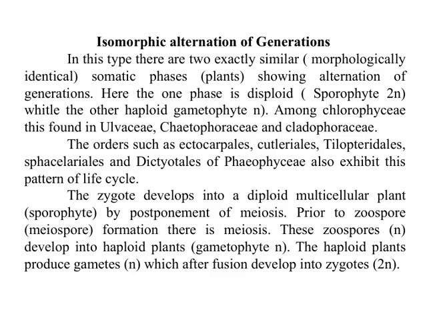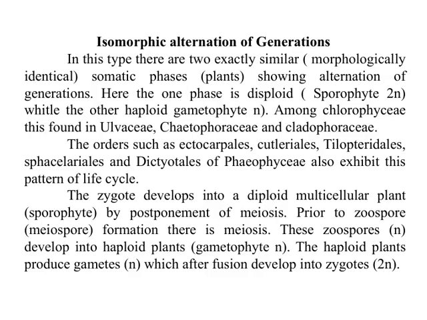What's interesting here is that the two phases look alike, which makes this alternation quite distinct from other types where the generations are visibly different. Among the green algae, specifically the chlorophyceae, this pattern is observed in groups like Ulvaceae, Chaetophoraceae, and Cladophoraceae. You also see this kind of alternation in certain brown algae, particularly in the orders Ectocarpales, Cutleriales, Tilopteridales, Sphacelariales, and Dictyotales of the Phaeophyceae class.